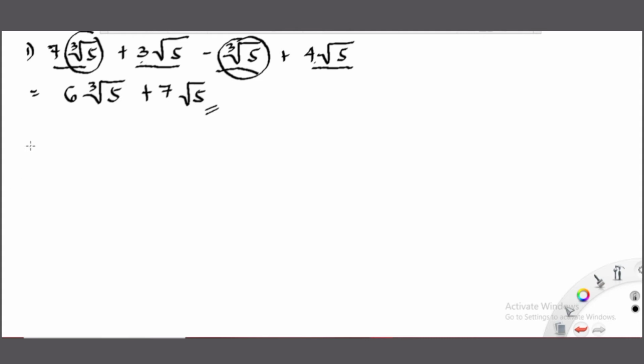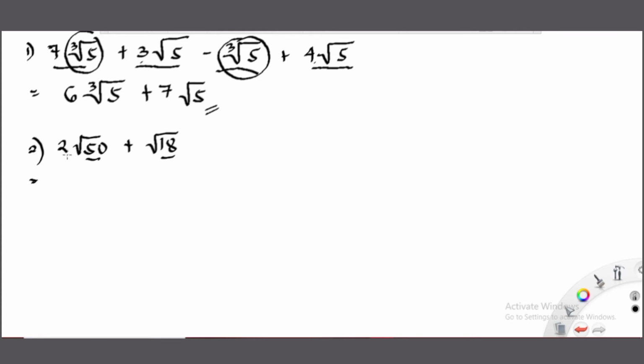Let's have number 2. If we have 2 square root of 50 plus square root of 18. As you can see, their radicands are different. Their indexes are the same, which is 2, but the radicands are not the same. But if you notice, the radicands can be simplified. So, let us try to simplify them.